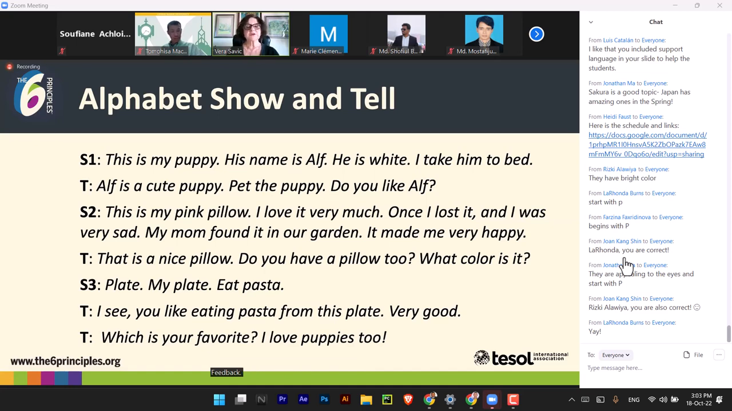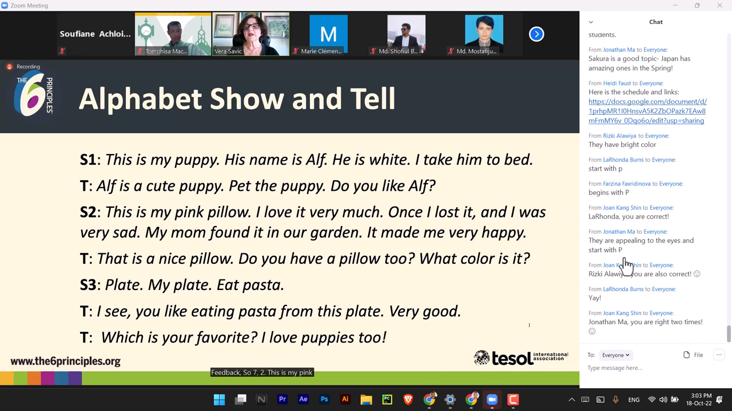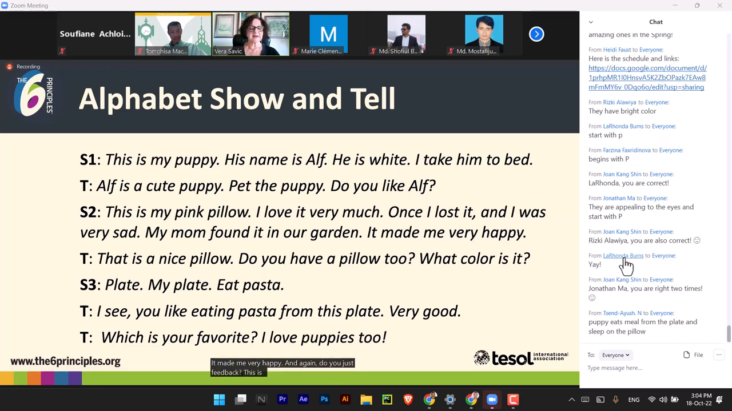So student two: This is my pink pillow. I love it very much. Once I lost it, and I was very sad. My mother found it in our garden. It made me very happy. And again, teacher's feedback: That is a nice pillow. Do you have a pillow too?